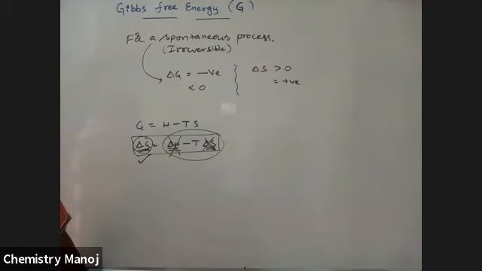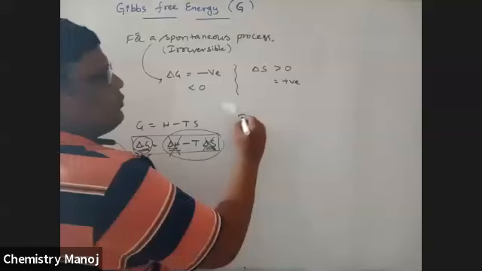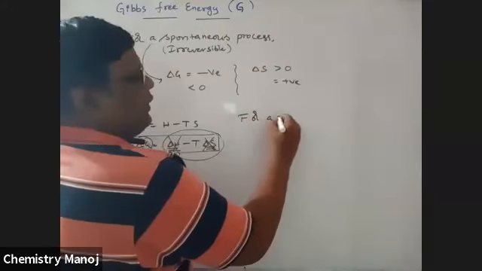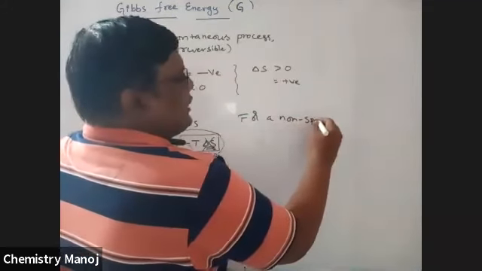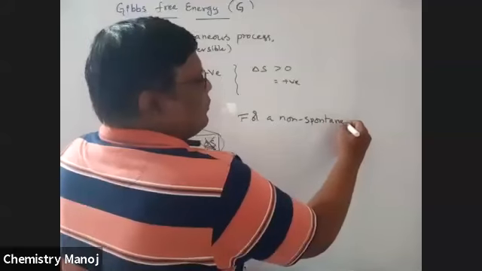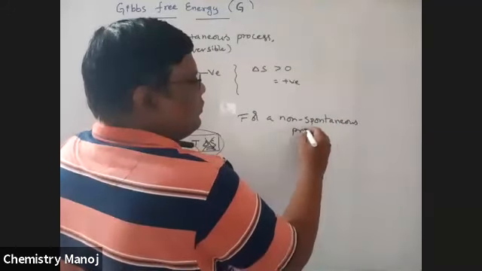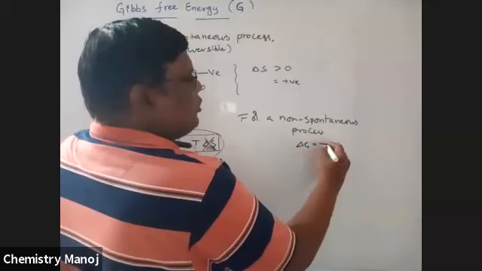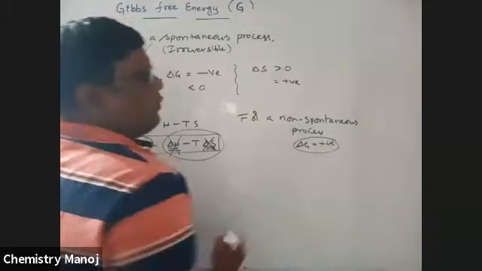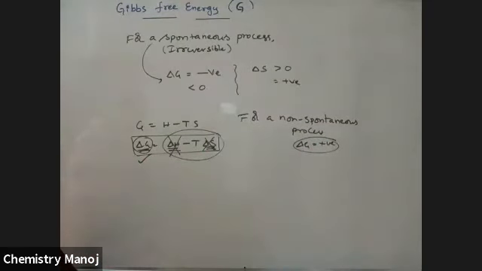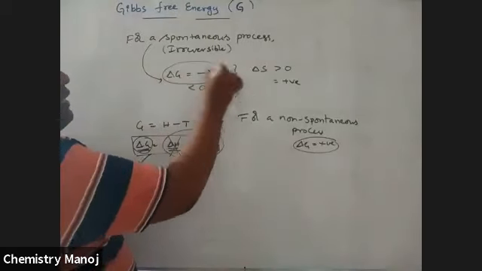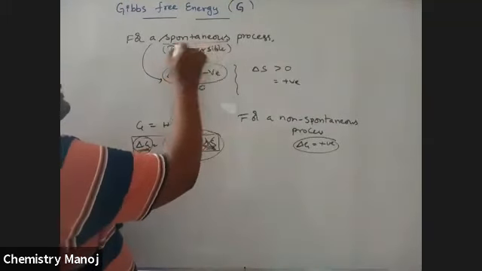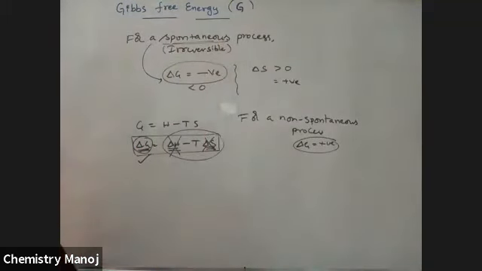For a non-spontaneous process, delta G is positive. For a spontaneous process, delta G is negative. So whenever delta G is negative, that is spontaneous. It is very, very important, boys.